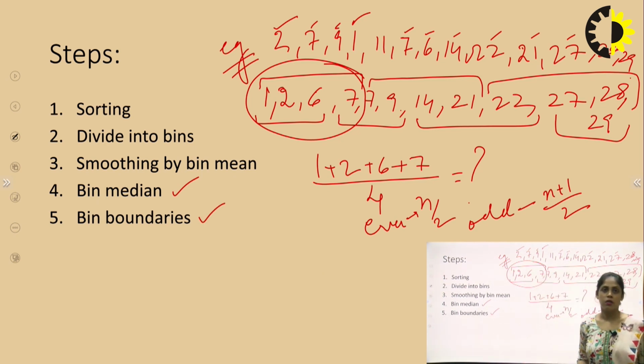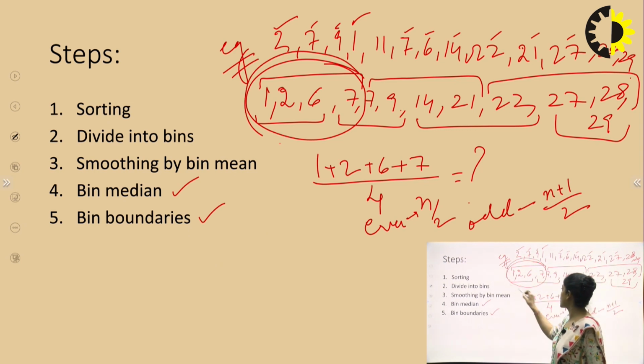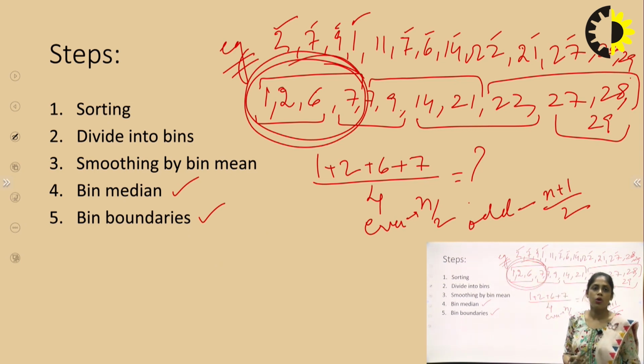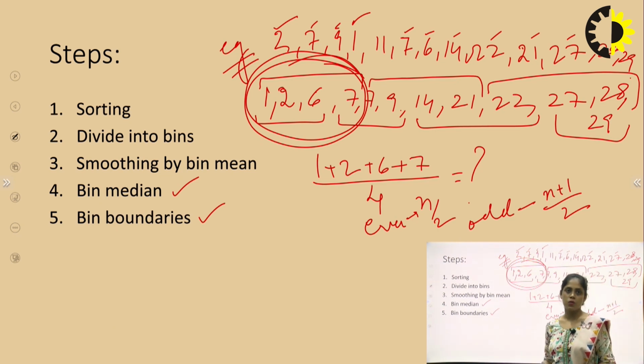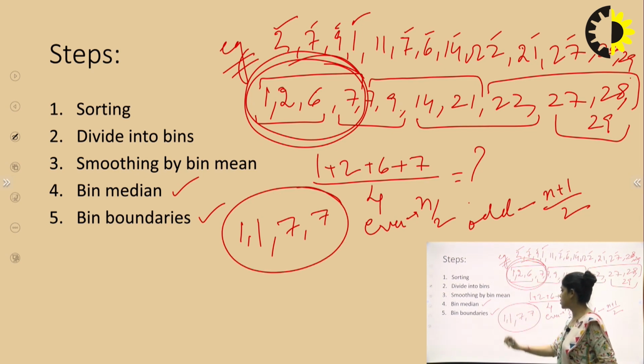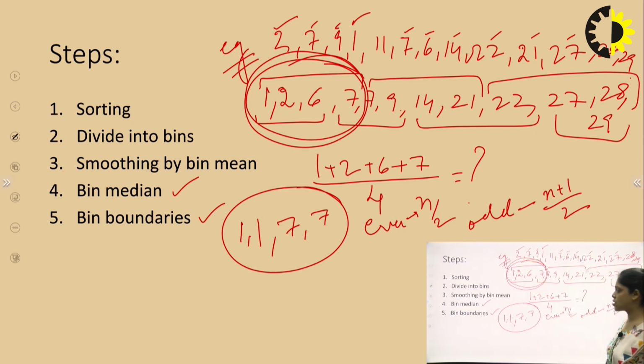Bin boundaries. Bin boundaries says in this particular thing, the value is near or closer to which particular boundary, to the left side or to the right side. Whichever is closer, we will replace it by that. For example, it's 2. Is 2 closer to 1 or is it closer to 7? Obviously, 2 is closer to 1. It means 1, 1. Now, is 6 closer to 1 or 7? It is closer to 7, so it will be replaced by 7. So, this is the new value after bin boundaries. Like this, these are the certain steps by which we are going to perform this binning.